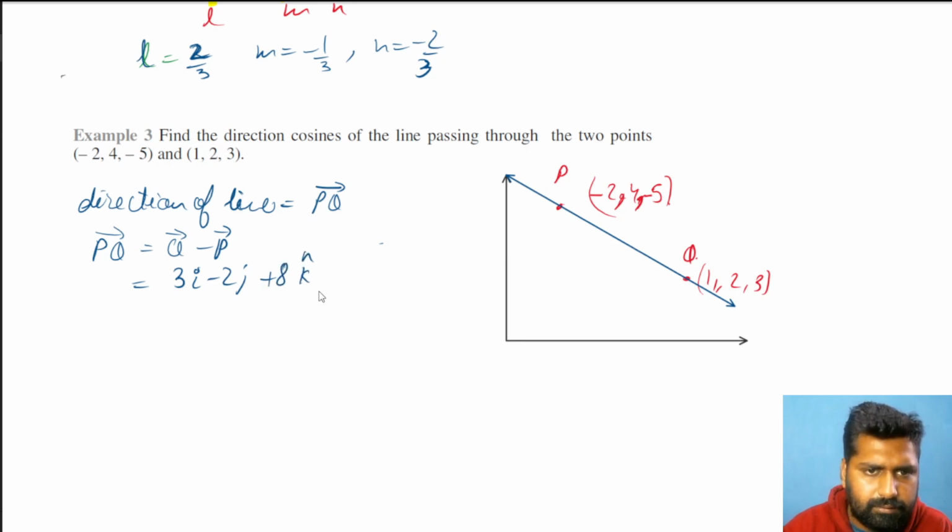And the direction of the line, we represent for our understanding by the b vector. So now you have a b vector. He is asking again for direction cosines. Can you convert this into a b cap vector and look for the components?